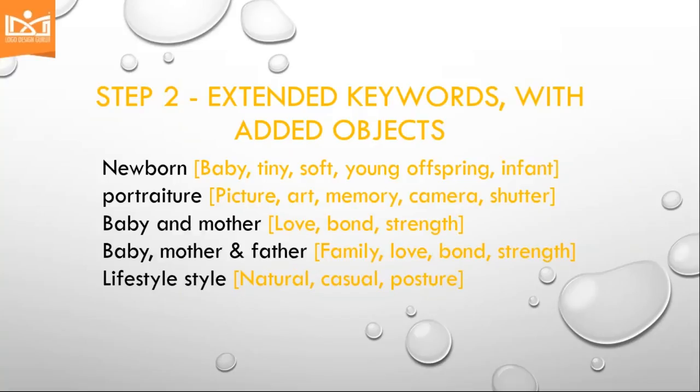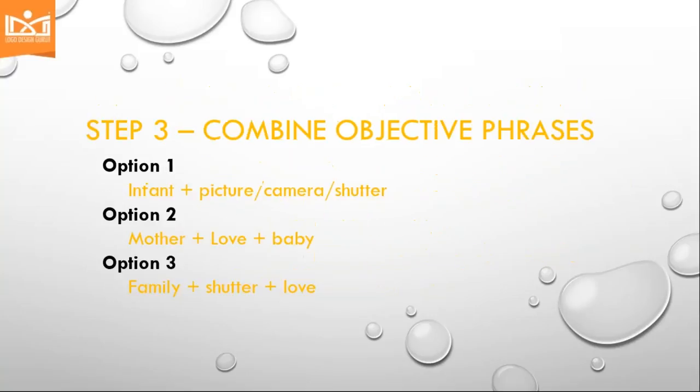Now portraiture, what is that? It's a picture, a memory, camera, shutter, anything that I can connect with this keyword, I will put there. Baby and mother, what is that? It's love, a bond, and strength. Now, baby, mother, and father, what are they? It's a family, love, bond, and strength. Lifestyle is natural, casual, and posture, different postures.